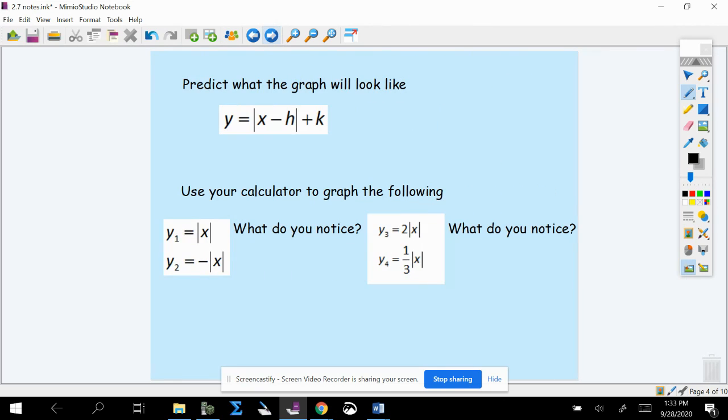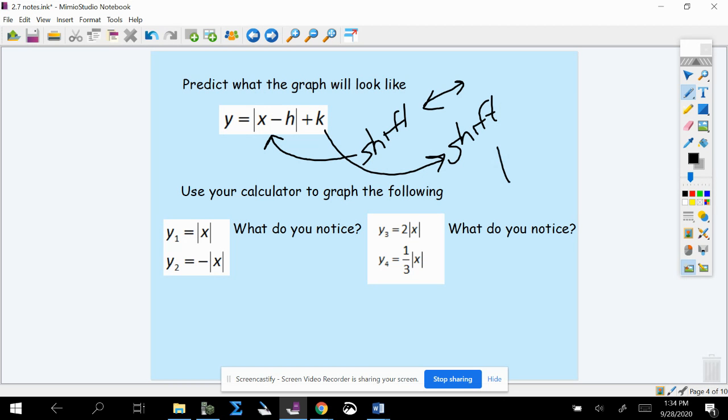So if we look at a graph of an absolute value, what you'll notice is the part inside the absolute value is going to be what shifts it right or left. And what's outside of the absolute value is going to be what shifts it up and down. I'm going to summarize all of this in another slide, so don't worry about writing this down now. I'll tell you exactly where you need to write down.